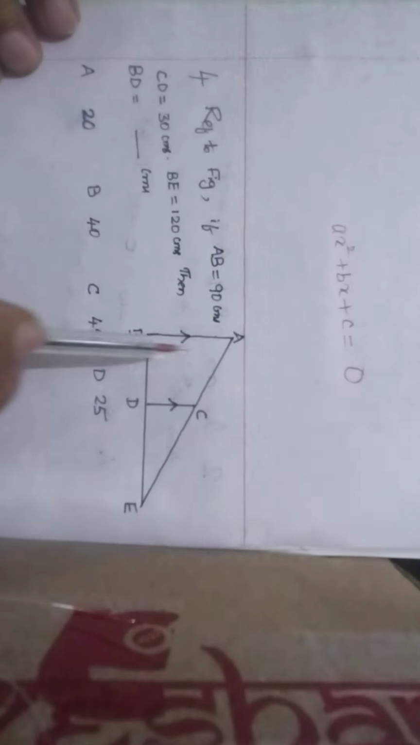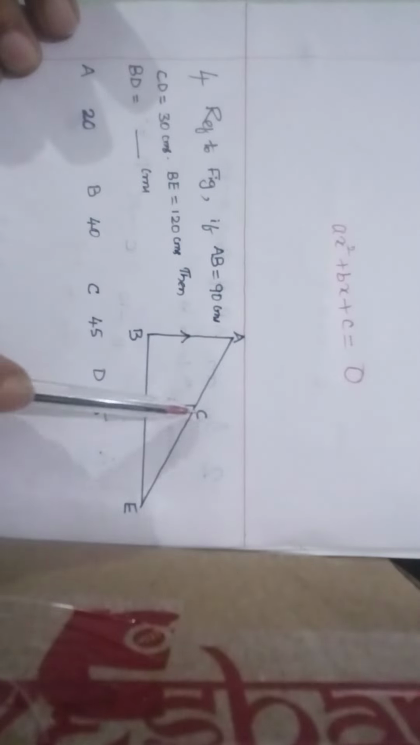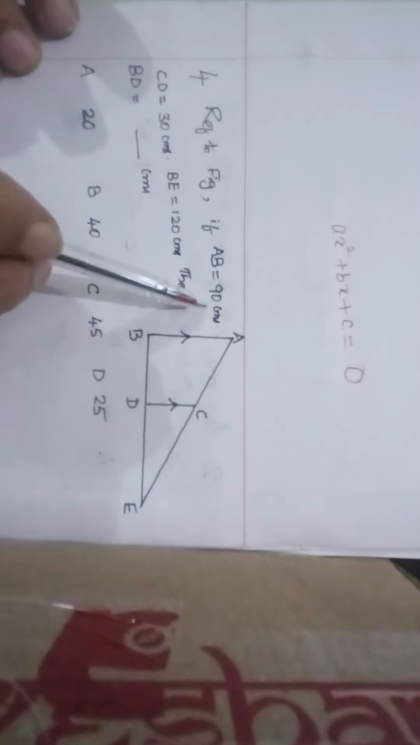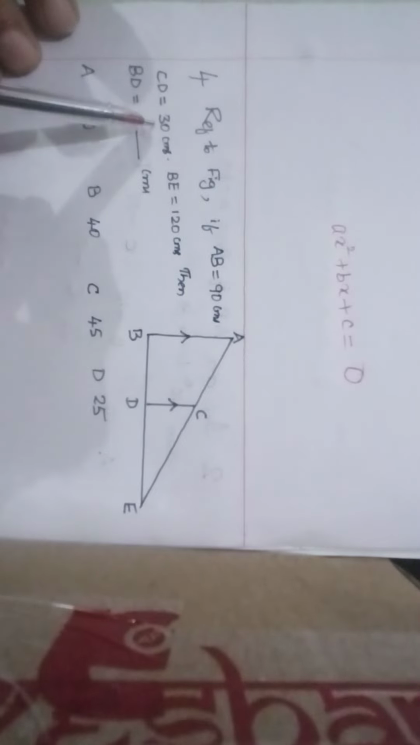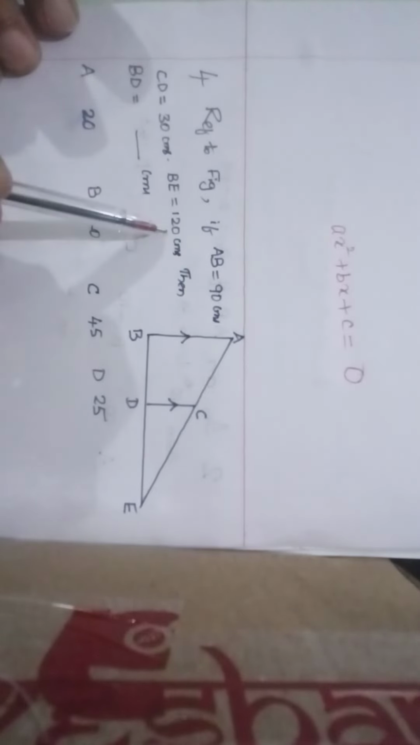Now, the fourth one, refer to the figure. Here in this figure, AB is parallel to CD, or BA is parallel to DC. Now, it is given AB is equal to 90 centimeter, CD is equal to 30 centimeter, BE is equal to 120 centimeter, then BD is equal to dash centimeter. Now we can do it orally also without any calculations. We can get the answer like this. CD means 30 centimeters.